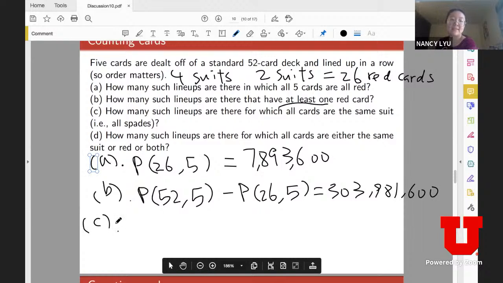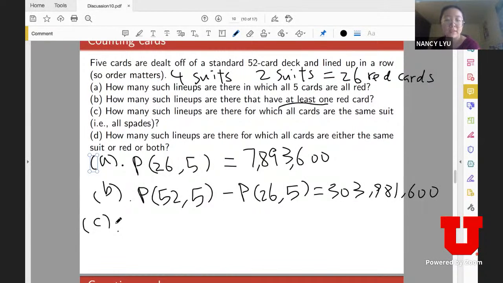In part C, it asks how many such lineups are there for which all cards are the same suit. So we have 4 possible suits to choose from. And we want to pick 5 cards, making sure all cards are from the same suit. So what if we want to choose 5 cards that are all spades? What is going to be the outcome for that?